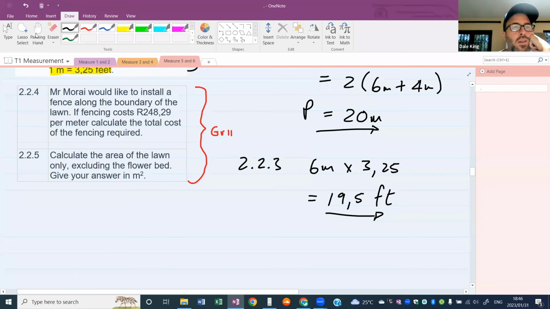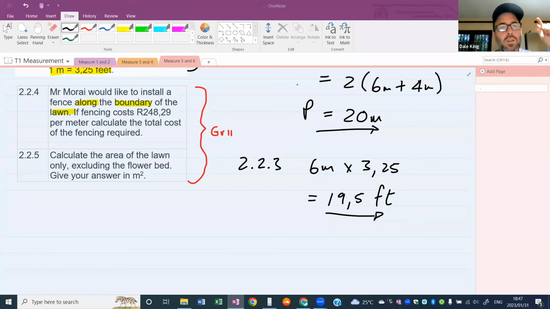2.2.4 says, Mr. Marai would like to install a fence along the boundary of the lawn. Along the boundary of the lawn. That sounds like what? Area or perimeter? Anybody? Along the boundary of the lawn. Is that area or perimeter? Yes, my people. It's perimeter. Well done. So they're talking about the perimeter here.